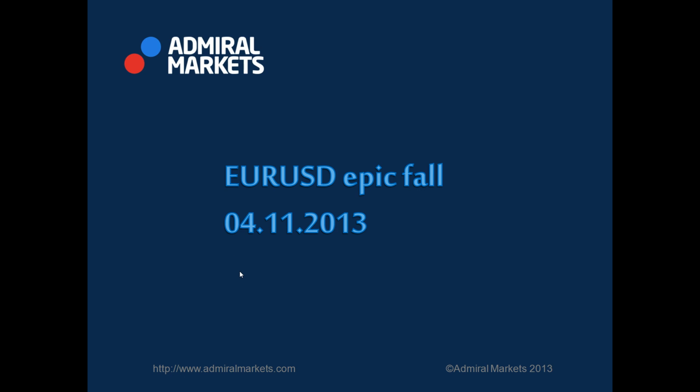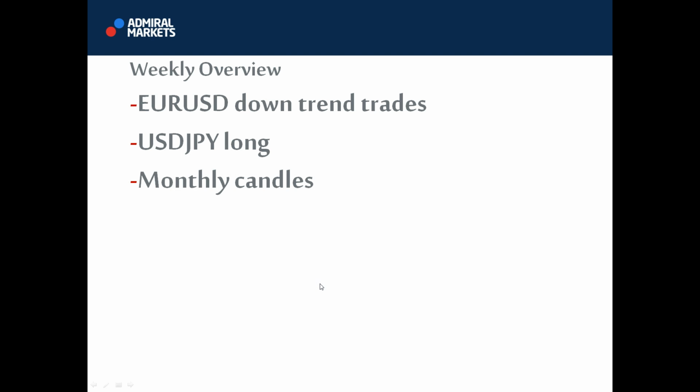We're going to take a look at the euro dollar, the epic fall it made at the very end of October, and take a look at what kind of trading we have for this new month of November. Right here you can see the weekly overview, we're going to take a look at the euro dollar downtrend and if there are any trades left or is it upside from now. We're going to take a look at the potential dollar yen long that I'm looking at right now as we speak on this Monday morning of 4th of November, and take a look at the monthly candles.